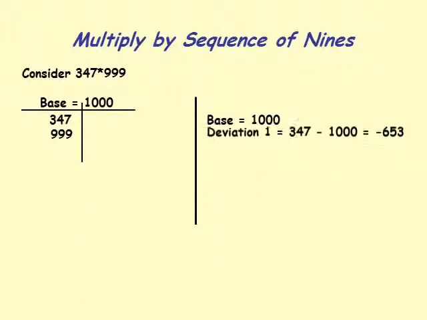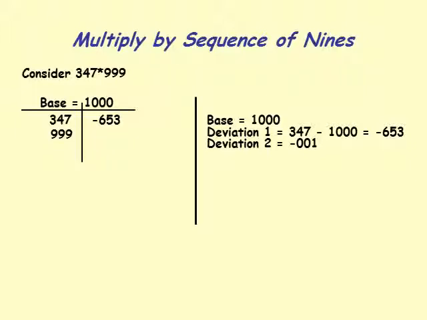First deviation. Deviation 1 is 347 minus 1000 equals minus 653. You can compute 653 by using all from 9 and last from 10 of 347. That's 999. Deviation 2 is minus 001. Same thing, you can use all from 9 and last from 10 to compute 001, and a minus sign, because we're doing subtraction of a larger number from the smaller number.